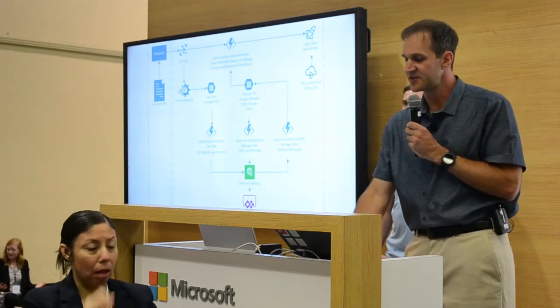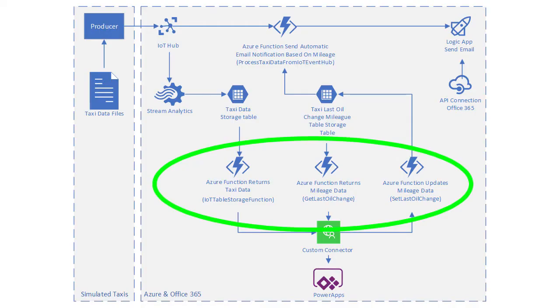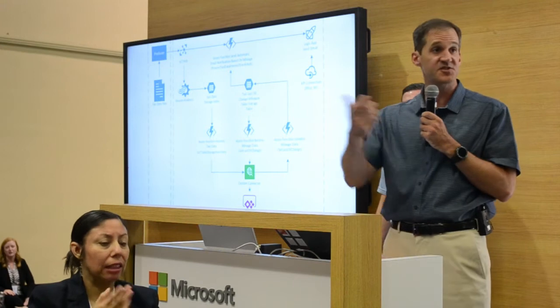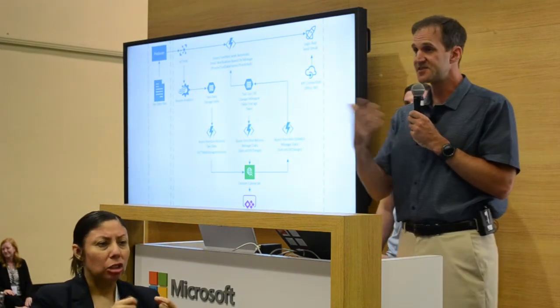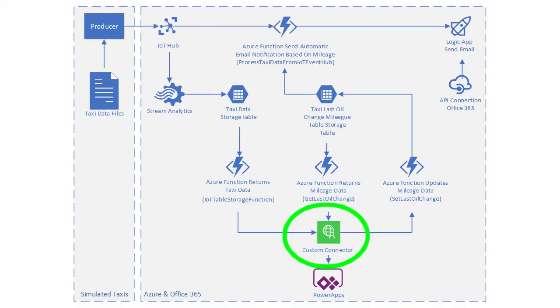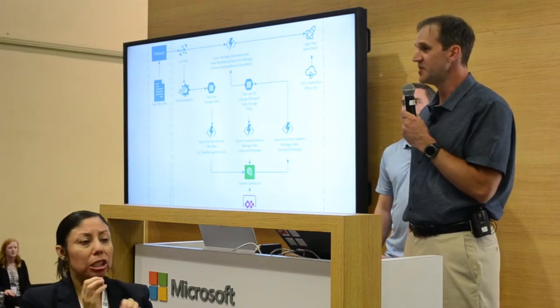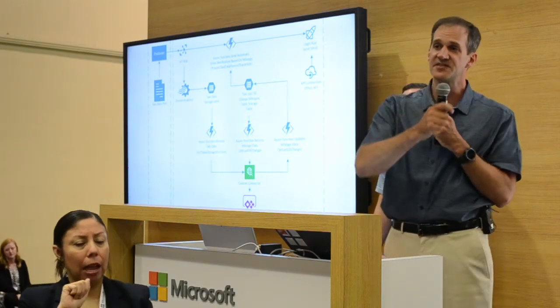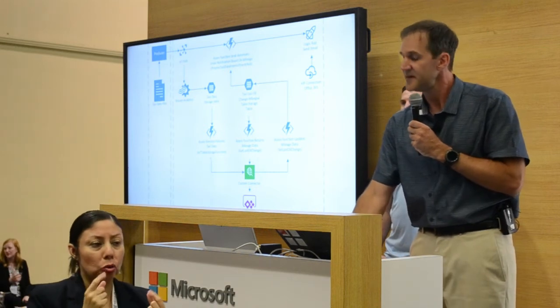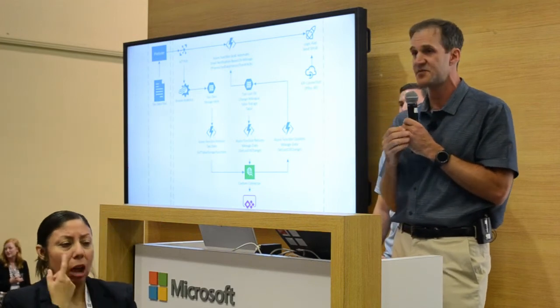We also have another function that is returning the taxi data to my Power App. So how did I connect my ability to read the last oil change, set the last oil change, or just get me the current data that's coming out of my IoT devices? We created what's called a custom connector. A custom connector allows you to use the Swagger file to create an API connection to any API you've got. In this case, we connected the custom connector to the function in Azure that's just giving me the latest item for each taxi from table storage.